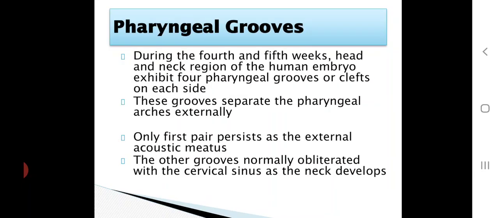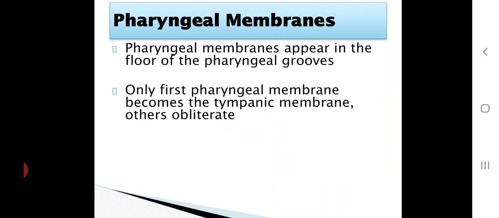So we have finished the pharyngeal pouches. Now the pharyngeal clefts or the pharyngeal grooves. The only cleft in the head and neck region is the external acoustic meatus. Except that, the remaining clefts are overgrown by the second arch. So this first pharyngeal cleft gives rise to the external acoustic meatus, that is the only derivative of the pharyngeal cleft. The pharyngeal membranes, we said, are the contact of the ectoderm and endoderm. Only the first pharyngeal membrane gives rise to the tympanic membrane. Others are obliterated by the overgrowth of the second arch.